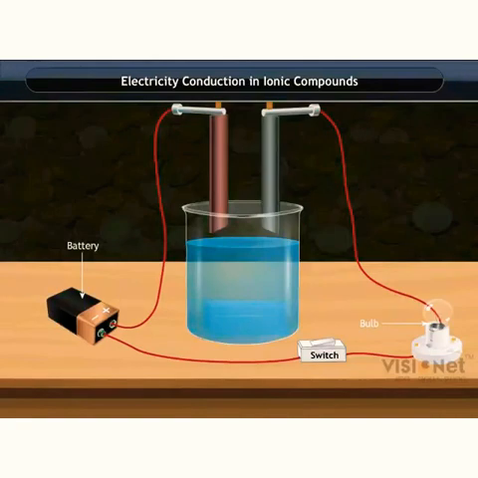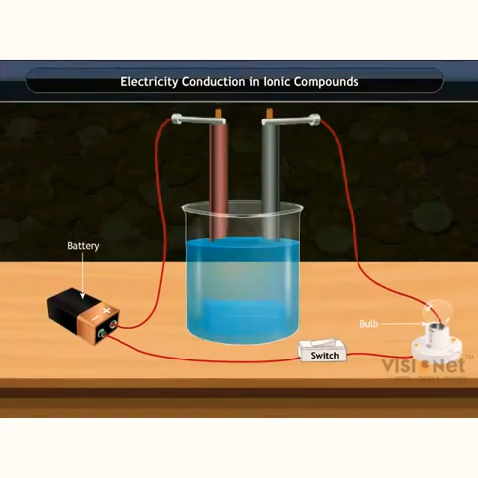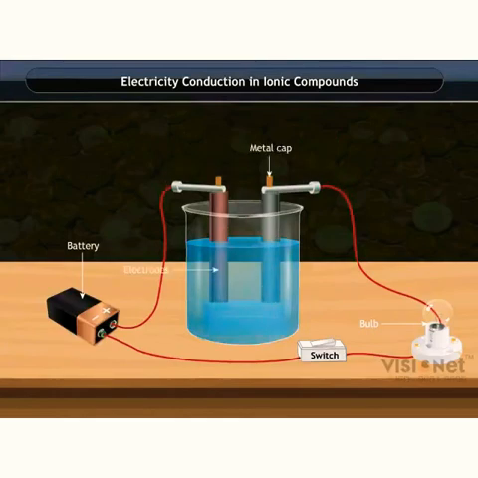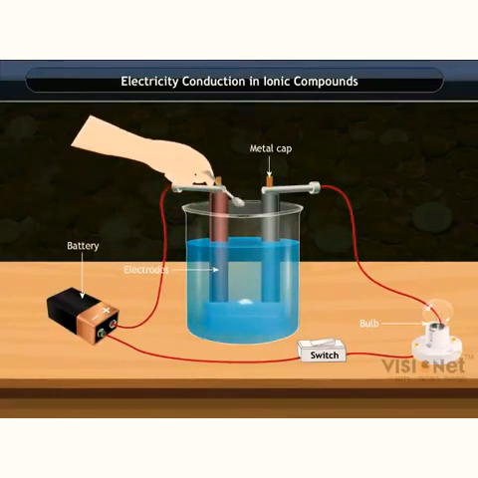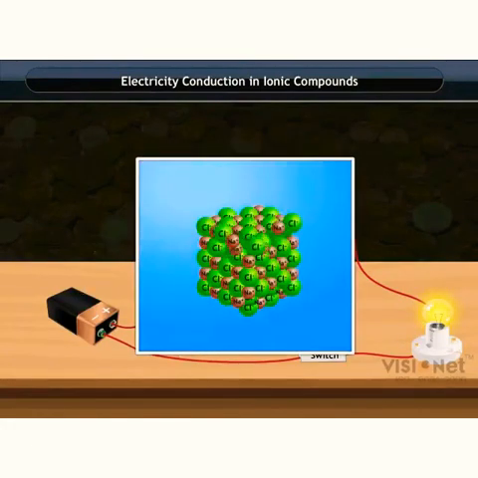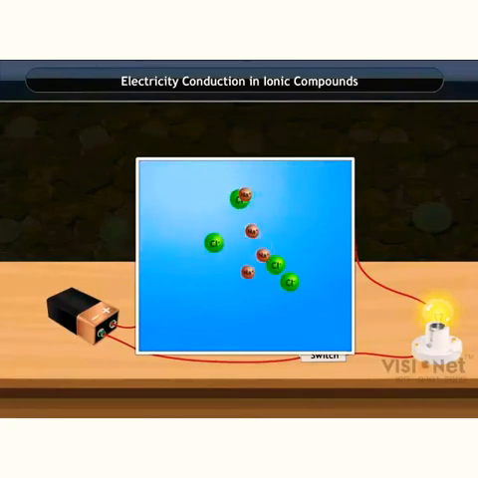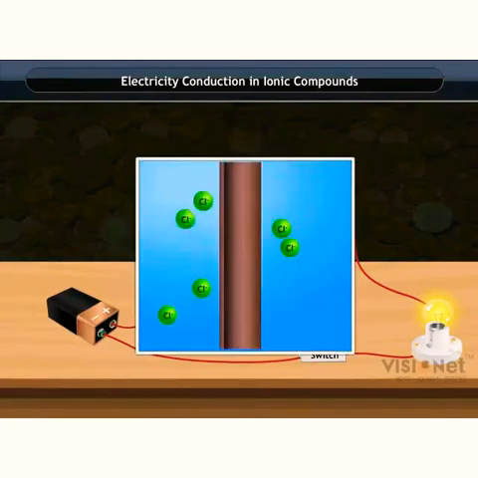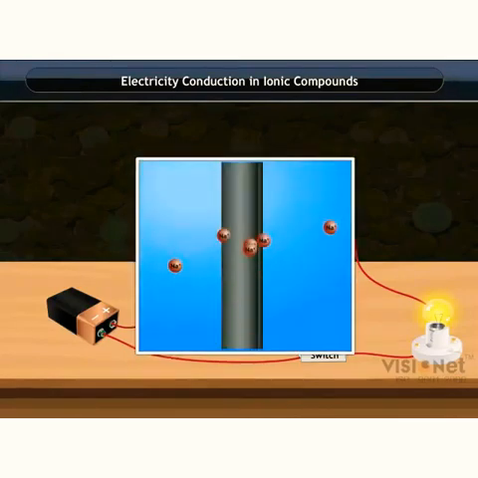Electricity conduction in ionic compounds. Make a circuit as shown in the diagram. Insert 2 electrodes to it. Add a spatula of sodium chloride or any other salts to it. We can observe that the bulb starts to glow. The reason is that when electricity is passed through the solution, sodium chloride dissociates into its respective ions, Na+ and Cl-.